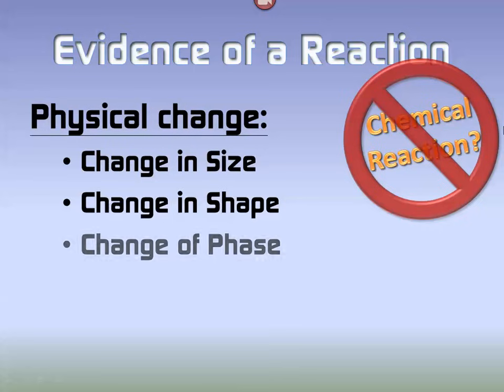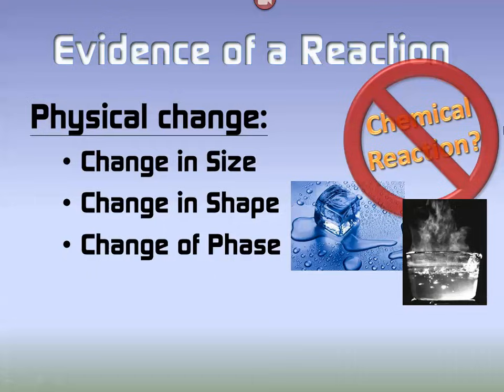In the same way, changing the phase of an object. So for instance, if you're boiling water or melting ice, it's still staying the same stuff. Water is just turning into water in a different phase, a different state of matter. So melting ice, evaporating water, any of these phase changes are simply physical changes.